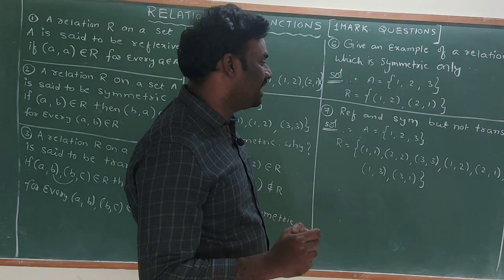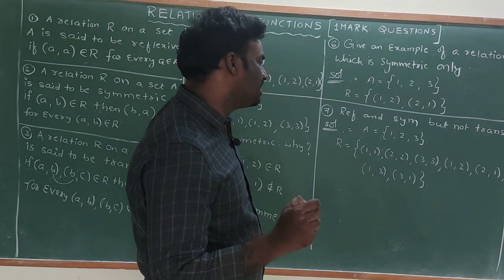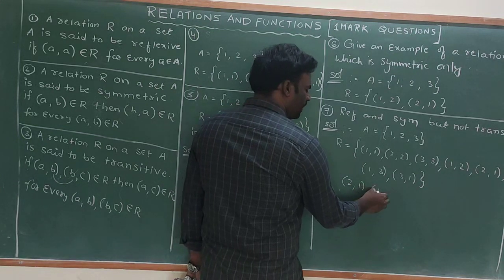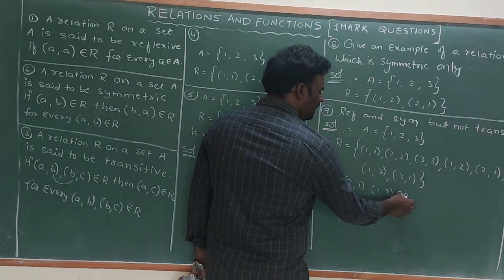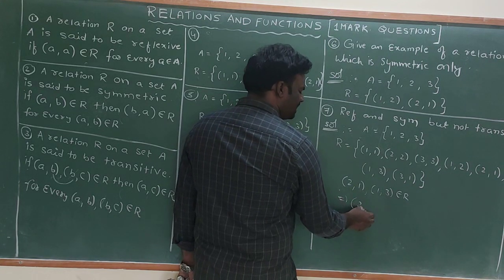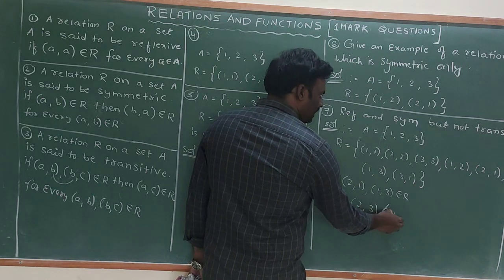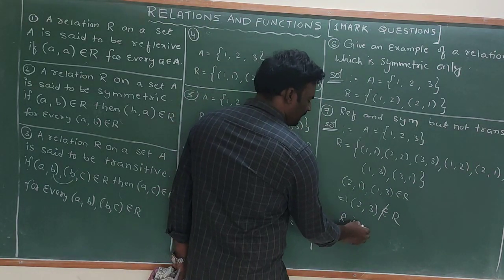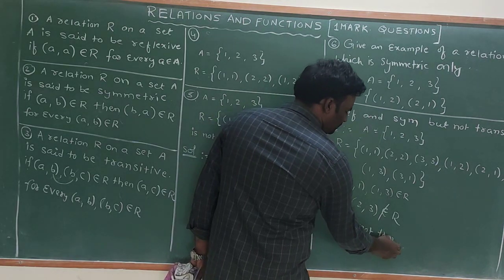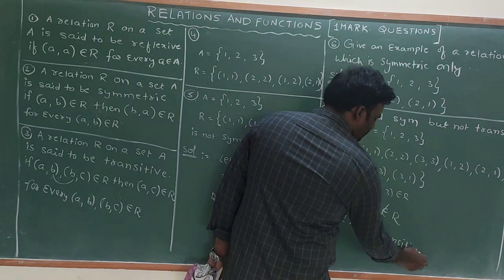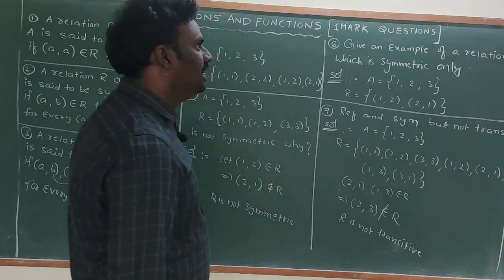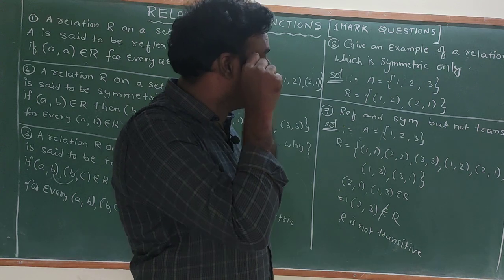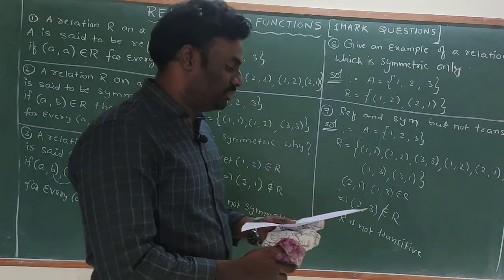But it is not transitive. Why is it not transitive? If you take the pair 2 comma 1, 1 comma 3, both are in the relation R, that implies the resultant pair 2 comma 3 should belong to R, but it does not belong to R. Therefore, R is not transitive. So, this is the example of a relation which is reflexive and symmetric but not transitive.